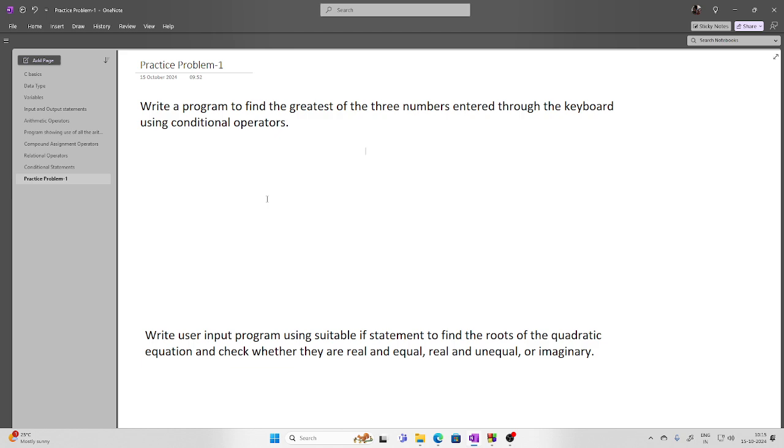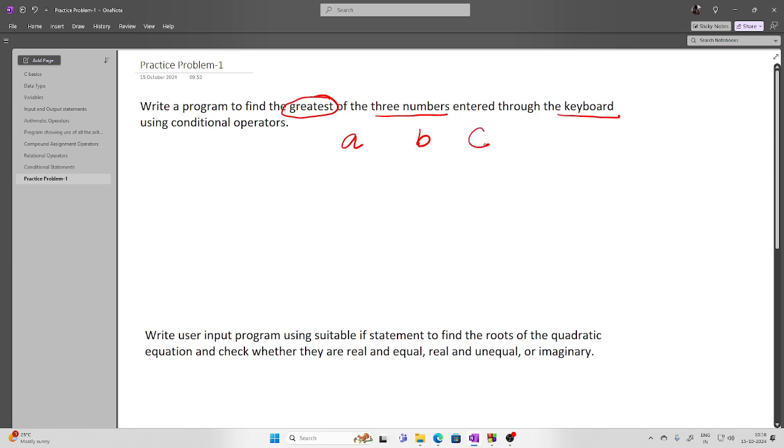It has been given to us that there are three numbers which the user will be entering through the keyboard, and out of these three numbers, the greatest number has to be returned by the program. So the program should tell you which one is the greatest. Let's say I am having three numbers a, b and c.